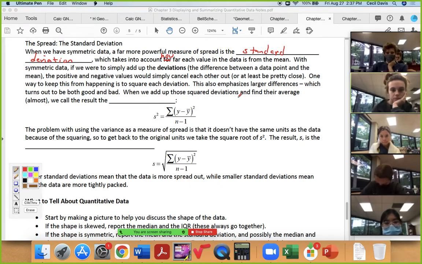I don't remember what the name is now, but it's not used very much in statistics. Instead, what they do is they square the differences. And then they add up their deviations and find their average, almost. We call this result the variance.